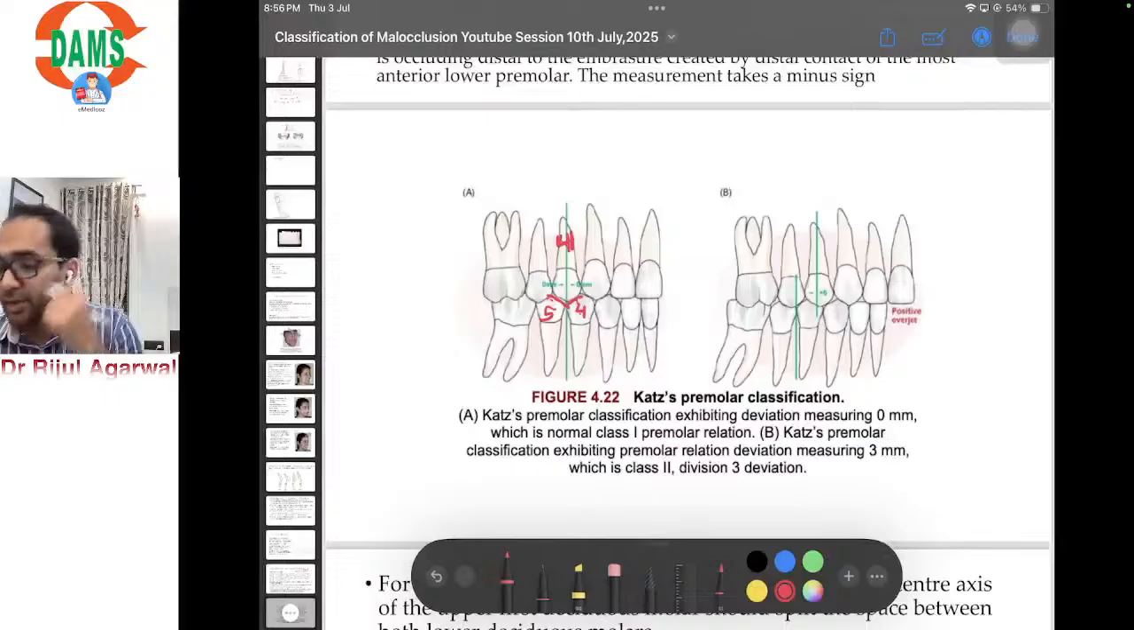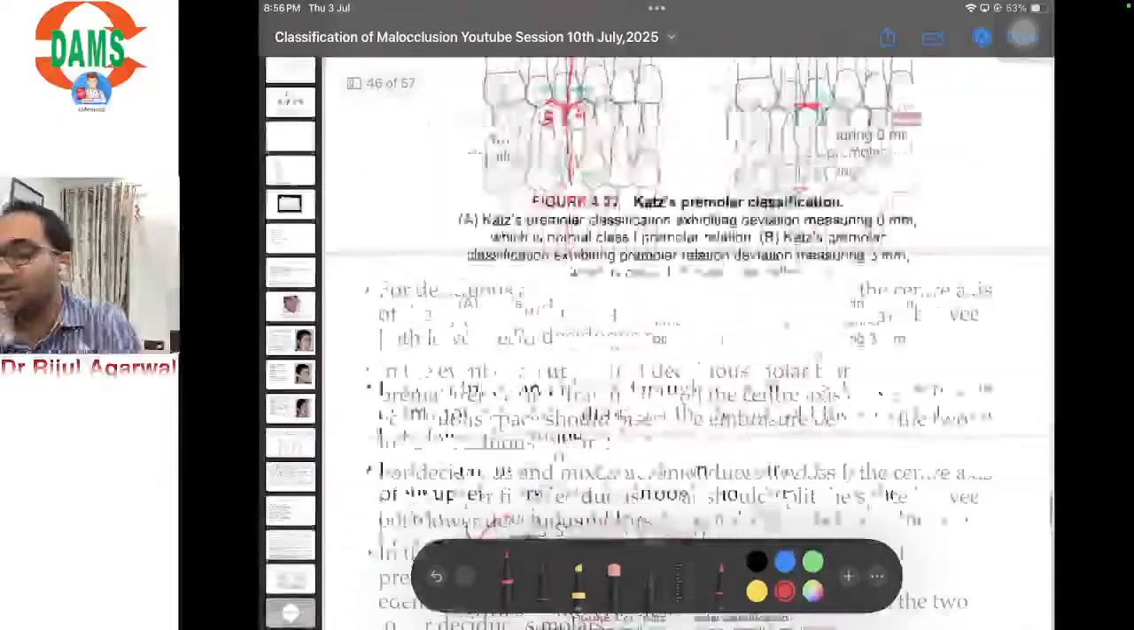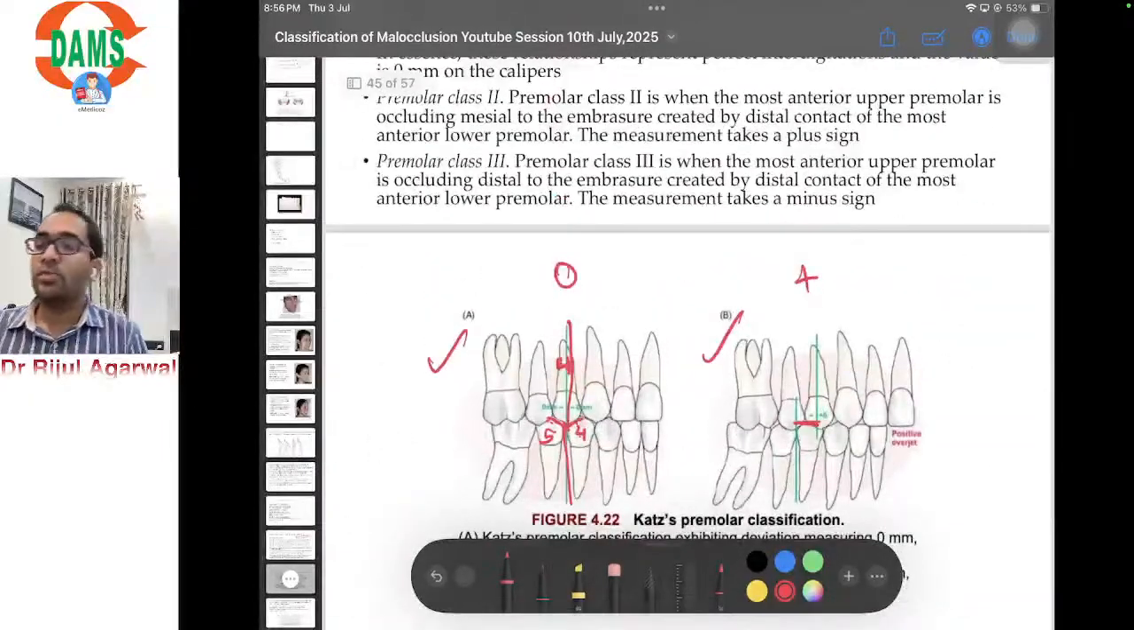So how do you measure it quantitatively? A line is drawn through the long axis of the upper molar and through the embrasure space of the lower premolars. If they are bisecting, it is 0. If it is ahead, it is plus. If it's behind, it is minus. How many mm ahead? You just need to measure the distance. In your exam, they always give you this in an image-based form like this, and they ask you on the basis of Katz.